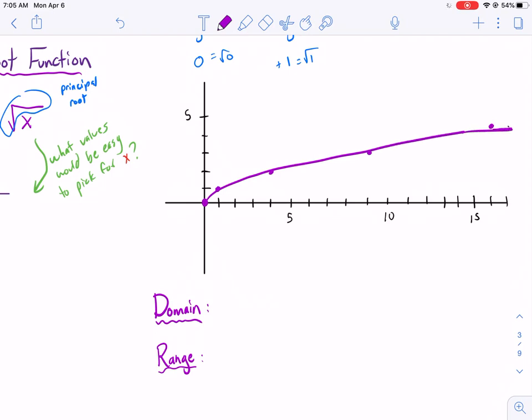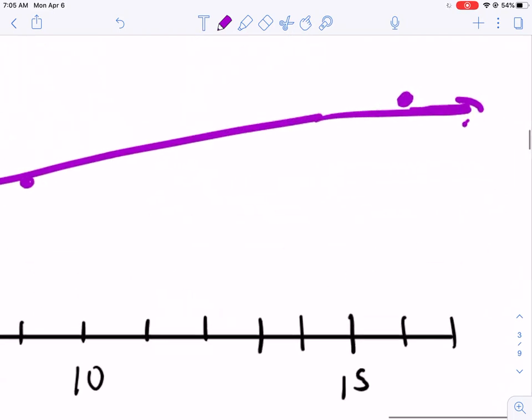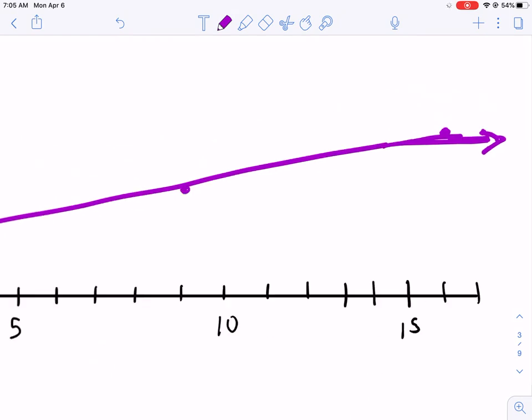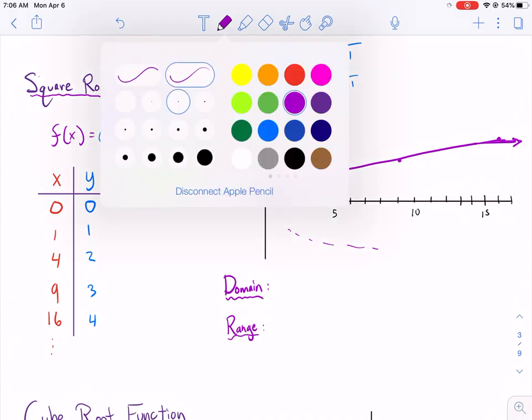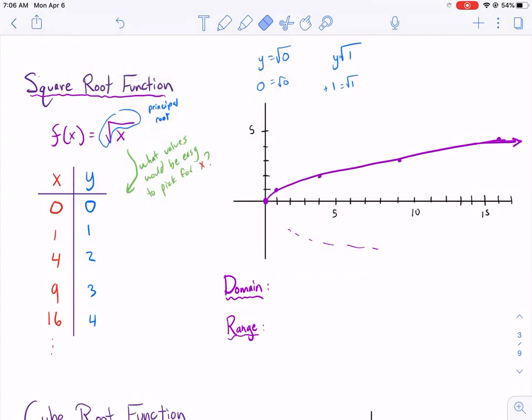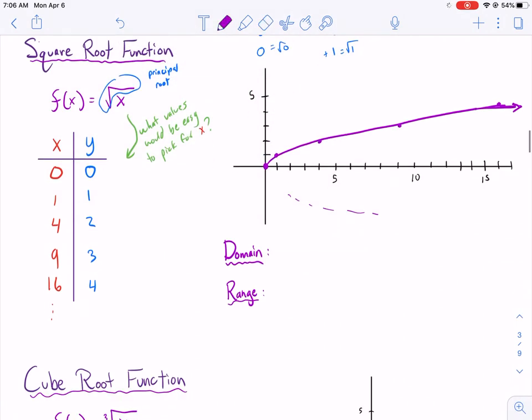It will look something like this. My pencil will cooperate. Okay, there we go. Notice how, number one, we already decided that it won't go this way. And number two, notice how it won't go to the left at all. Well, that's because we can't take square roots of negative numbers because that would give us imaginary numbers.